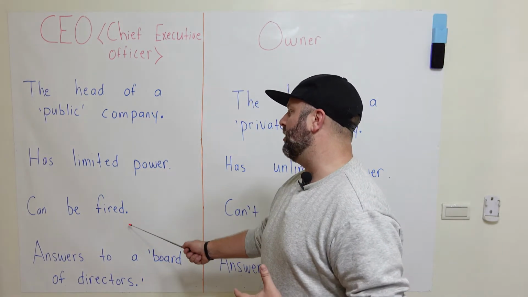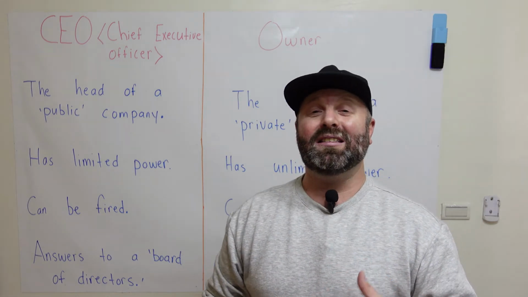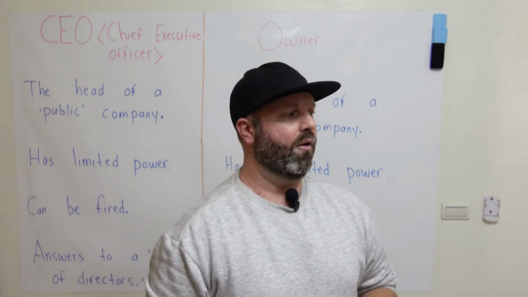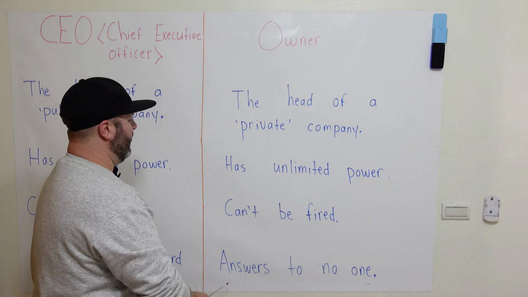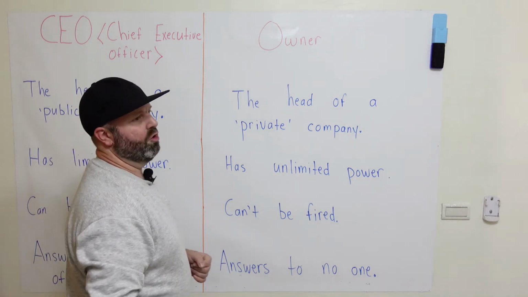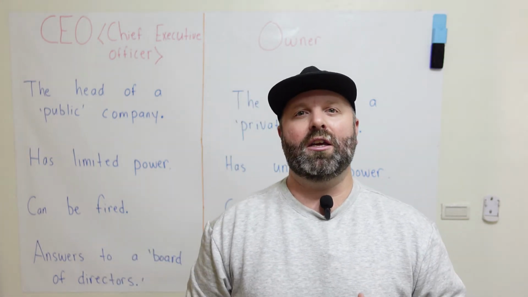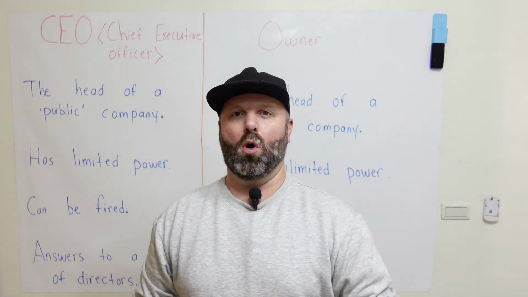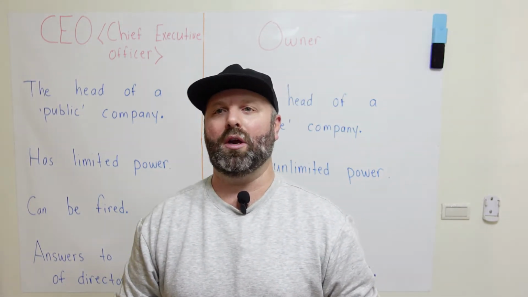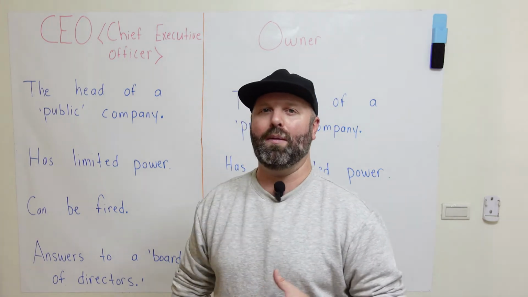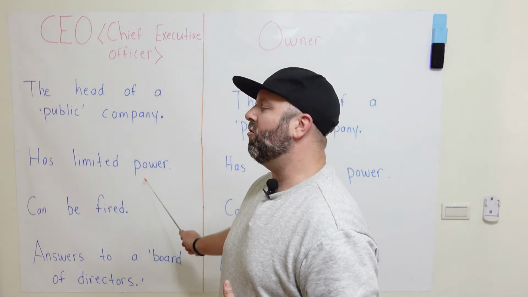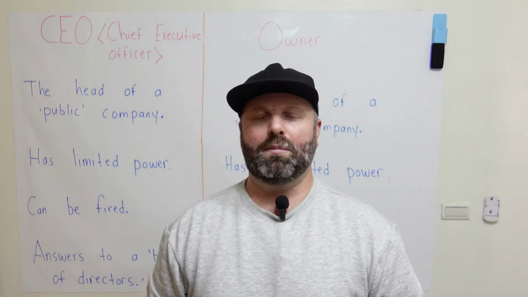Now, earlier we talked about a CEO. A CEO can be fired, okay? And finally, an owner answers to no one. It's the owner's business. They can choose what they want to do. A CEO can't. They have to answer to a board of directors. That's why they have limited power.